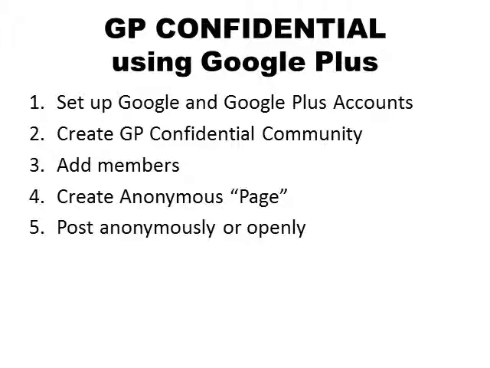So the process involves firstly setting up Google and Google Plus accounts. I'm not going to focus on that during this video. But what I am going to show you is how to create a GP Confidential community, how to then add members, how to create the anonymous page that you'll need to allow anonymous posting, and then I'm going to show you how to actually make posts.